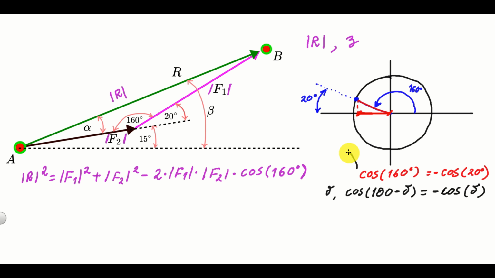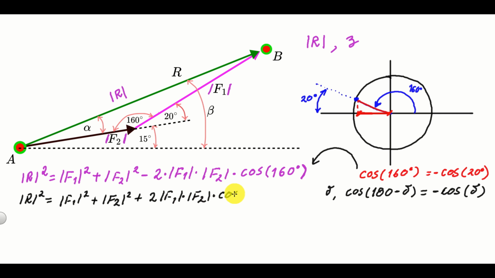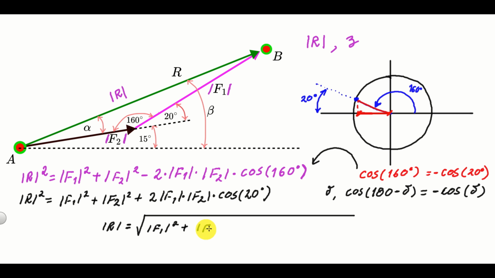By substituting the derived expression in this equation, we obtain the following equation. The intensity of R squared is equal to the intensity of F1 squared plus the intensity of F2 squared plus 2 F1 intensity multiplying the intensity of F2 multiplying the cosine of 20 degrees. And finally, we obtain that the intensity of R is a square root of the right-hand side. We have intensity of F1 squared plus the intensity of F2 squared plus 2 times the intensity of F1 multiplying the intensity of F2 multiplying the cosine of 20 degrees.